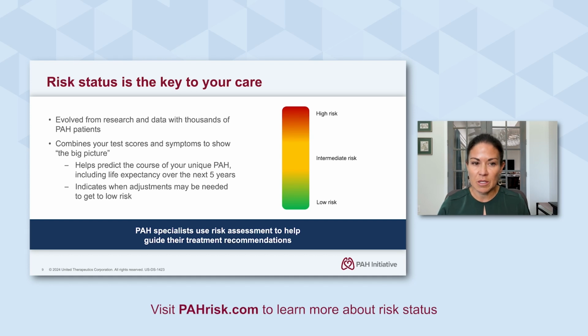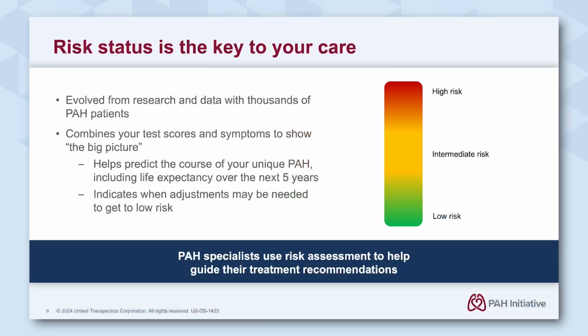This is information that has come from research and data from thousands of PAH patients across the world and helped us to create a big picture for each individual patient. It's based off of not just tests that we do, but also the symptoms that our patients feel. It can help predict the course of an individual person's unique PAH. Specifically, we're looking at life expectancy sort of over the next 5 years when we are calculating someone's risk status.